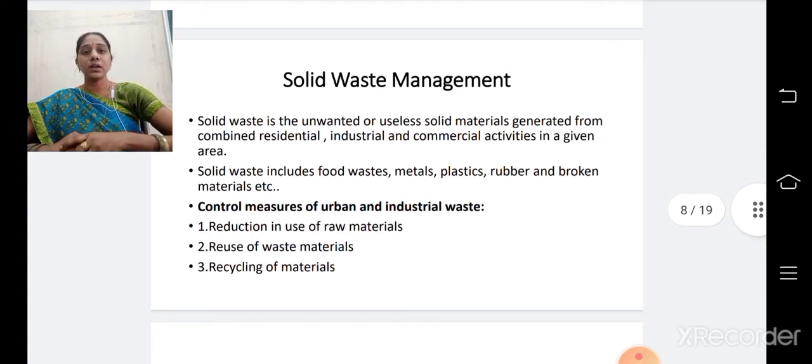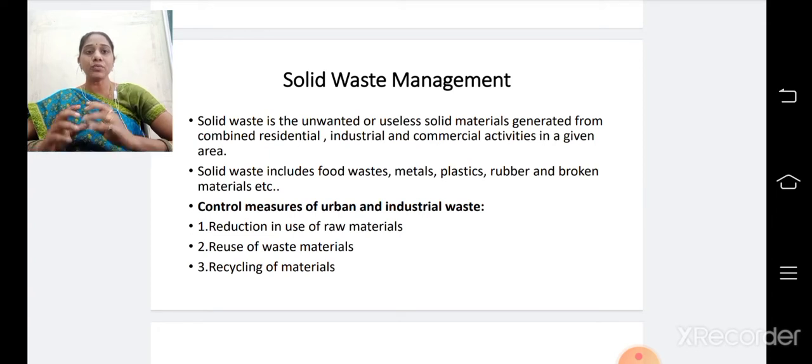Solid waste management. We are seeing solid waste here and there. What is solid waste? Solid waste is the unwanted or useless solid materials generated from combined residential, industrial and commercial activities in a given area. So solid waste comes in different ways. Solid waste includes what? Food wastes, metals, plastics, rubber and broken materials. Everything. We use unnecessary things.